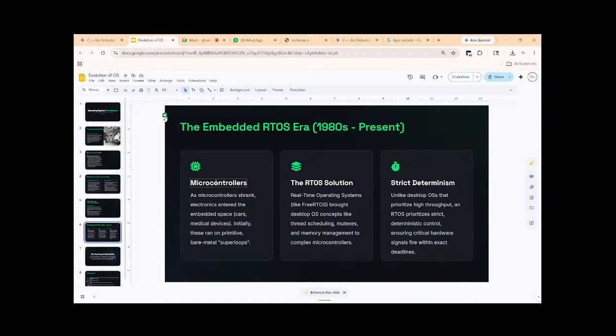So that's why we are using RTOS concepts for that.